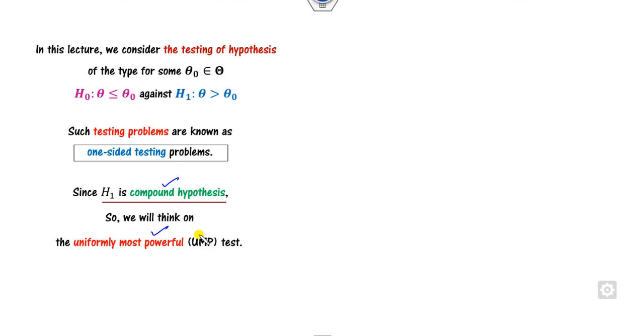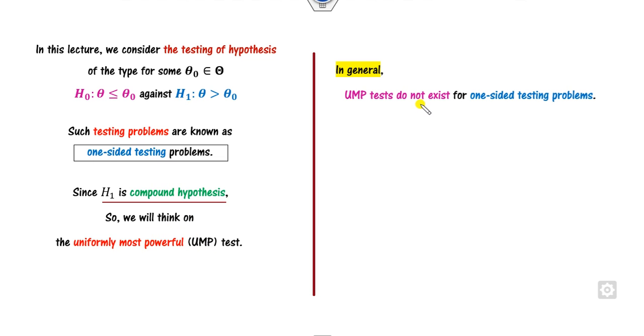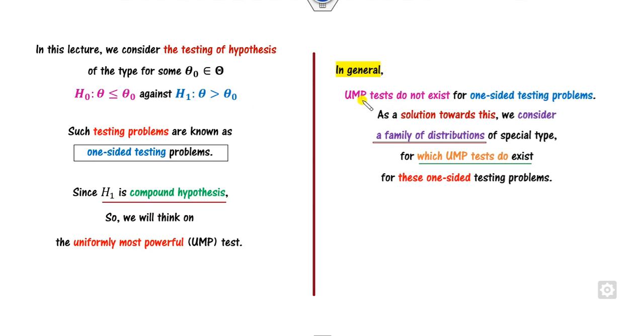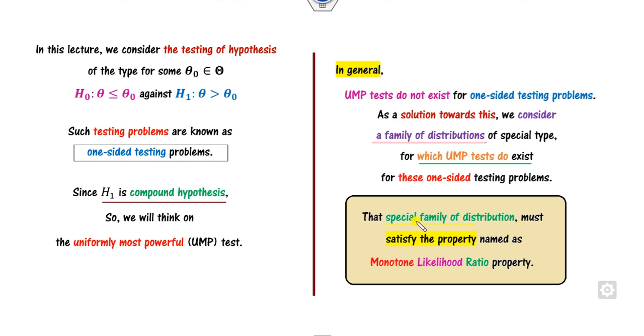But how can you deal with the UMP test? In general, the uniformly most powerful test does not exist for the one-sided case. But it doesn't mean that we can't find the UMP test for one-sided testing problems. In order for the UMP test to exist, there is a certain family of distributions for which the UMP test will hold. So we first need to establish the family of distributions for which the UMP test exists. That family is called the monotone likelihood ratio property.